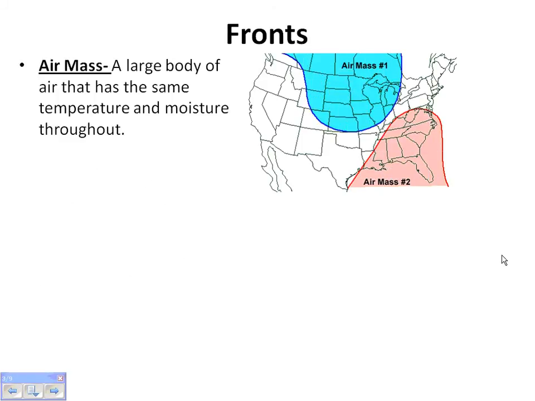When talking about weather, we need to understand fronts. But before we can understand fronts, we have to look at air masses. An air mass is a large body of air that has the same temperature and moisture throughout. If you look at the picture, you can see the blue air mass is our high pressure air mass, which means it's cold air. And the red air mass is our hot or warm air mass, which has low pressure.